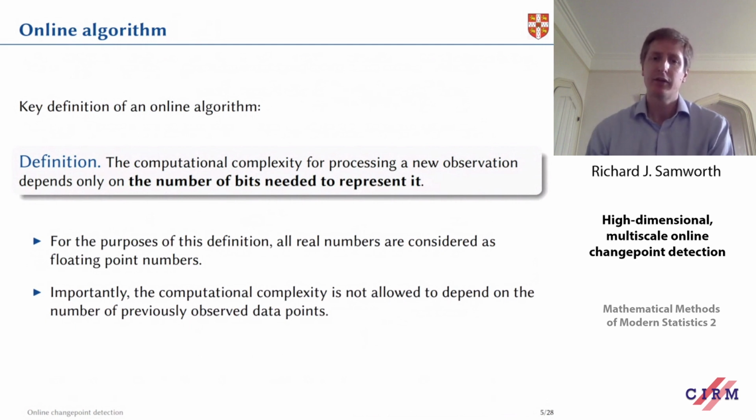The important part of this definition is that the computational complexity is not allowed to depend on the number of previously observed data points. This turns out to be quite a strong restriction, and it's therefore quite difficult to come up with online algorithms that could have good statistical performance.